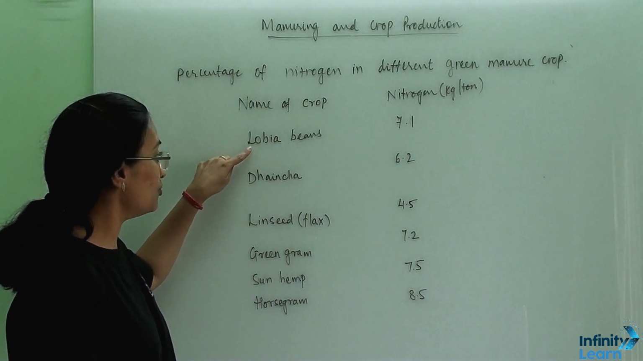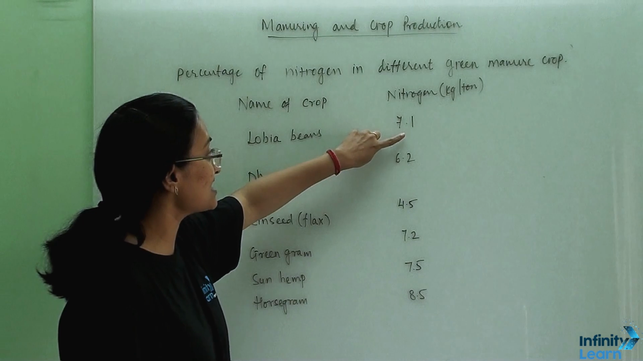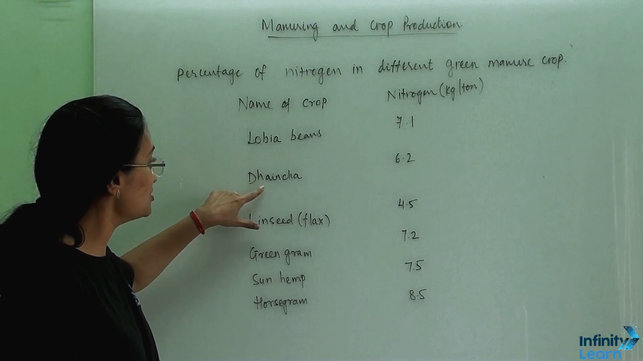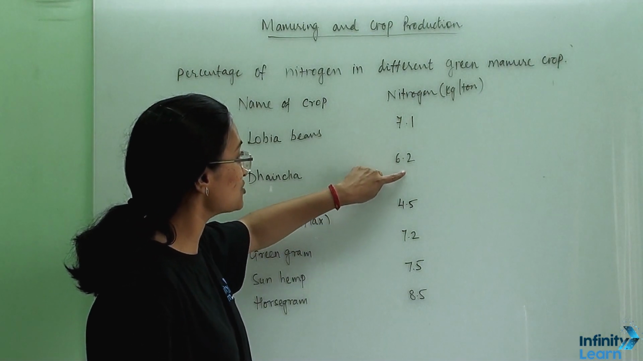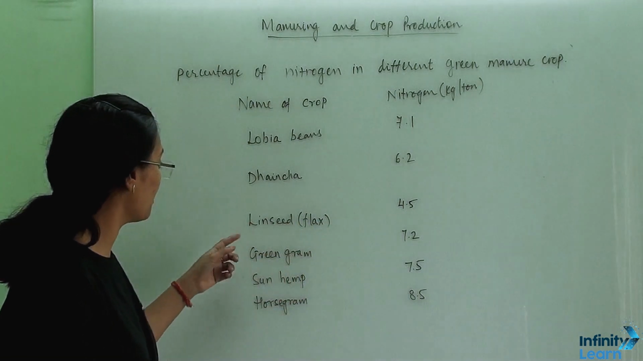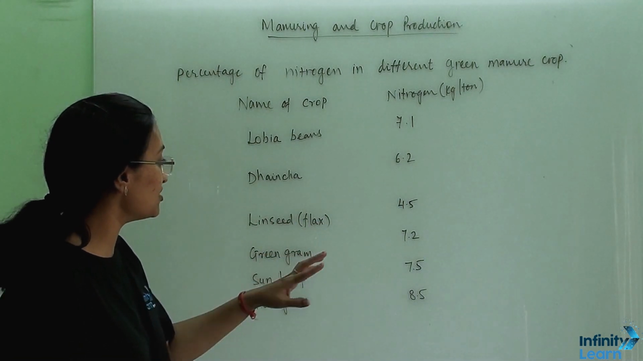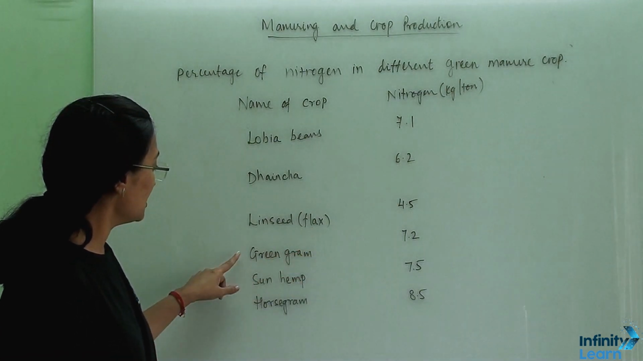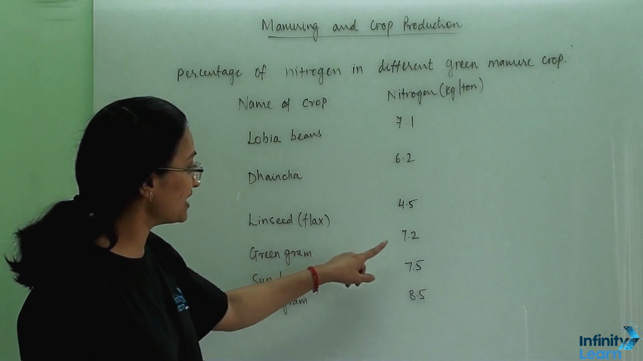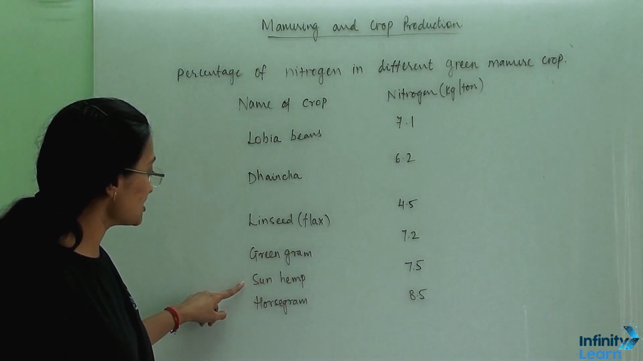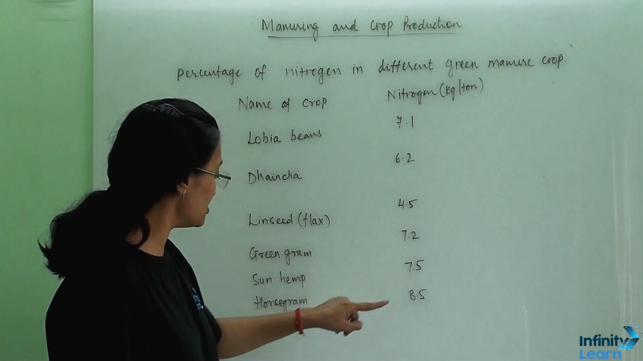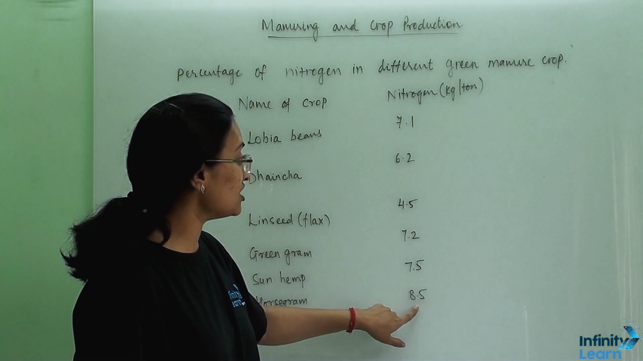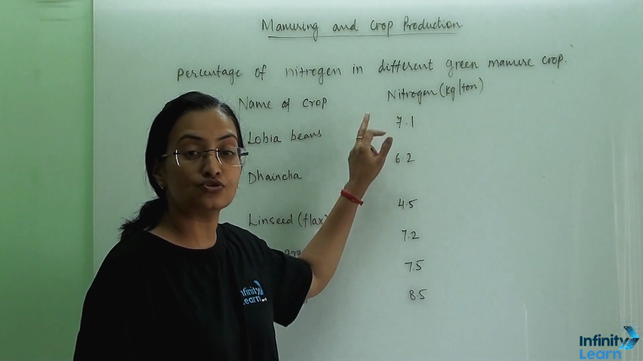When we are using lobia beans as a green manure crop, we will get 7.1 kg per ton nitrogen for our crop. When we are using dhencha, we are getting 6.2 kg per ton nitrogen. When we are using linseed or flaxseed as a green manure crop, we will get 4.5 kg per ton nitrogen. If we are using green gram, we will get 7.2 kg per ton. For sun hemp, we will get 7.5 kg per ton. And when we are using horse gram, we are getting 8.5 kg per ton nitrogen for our crop.